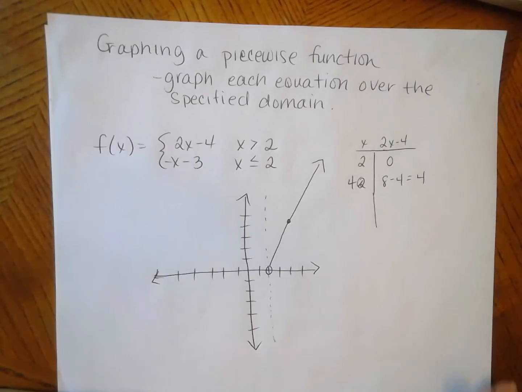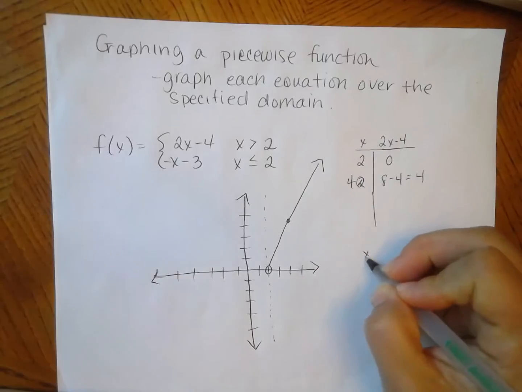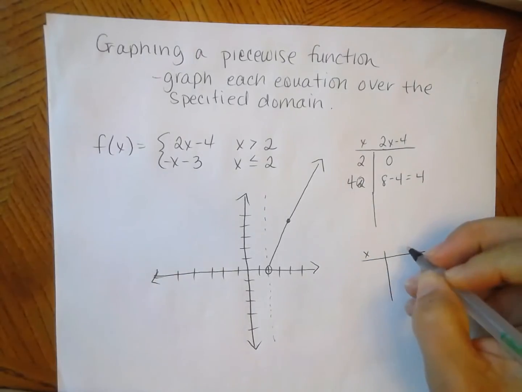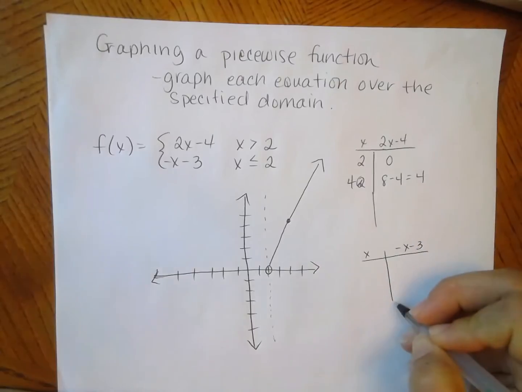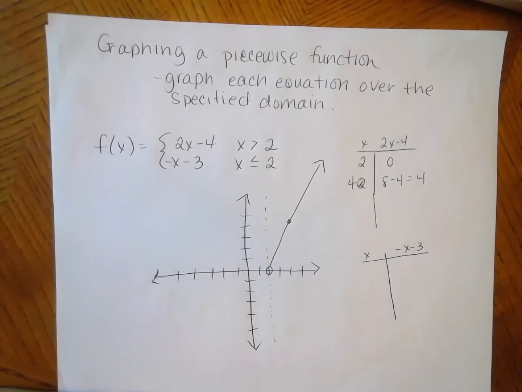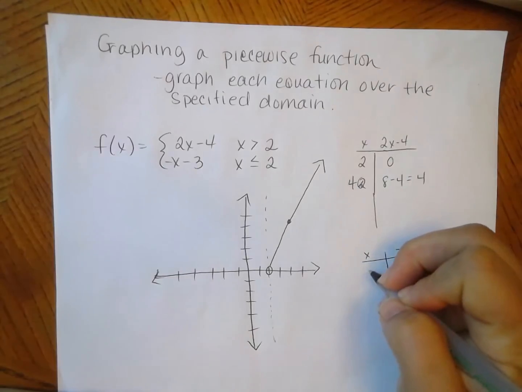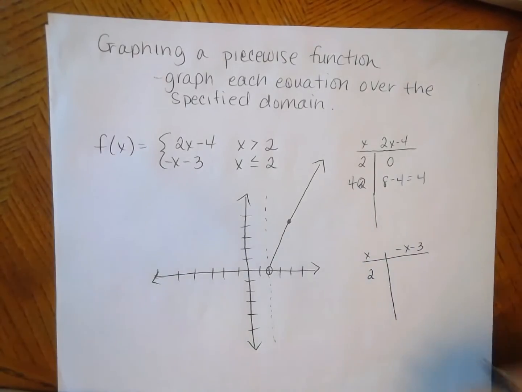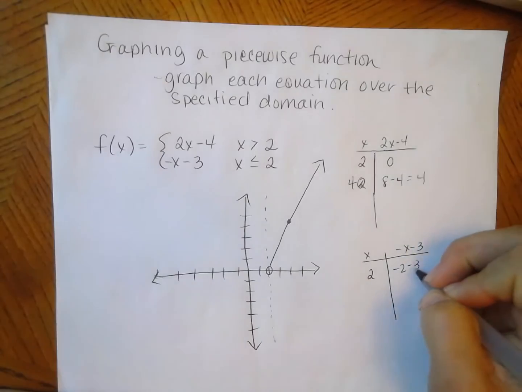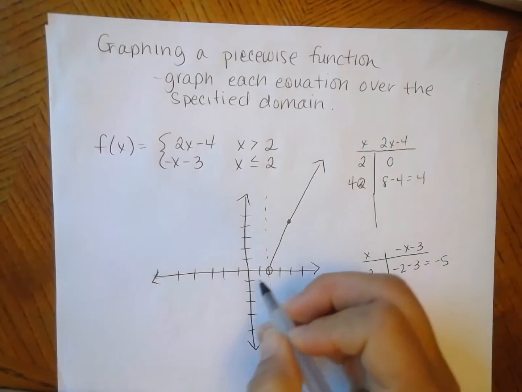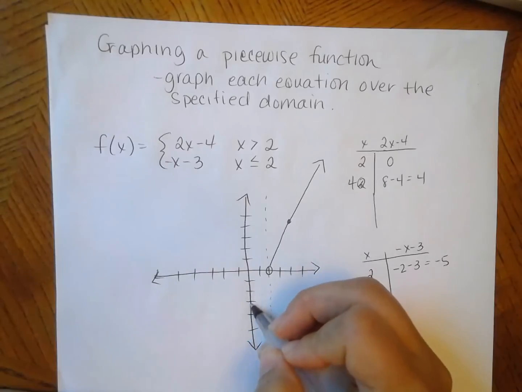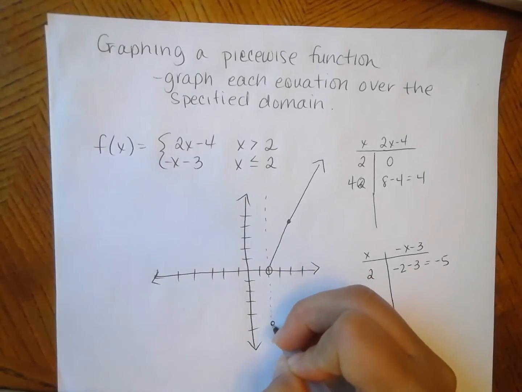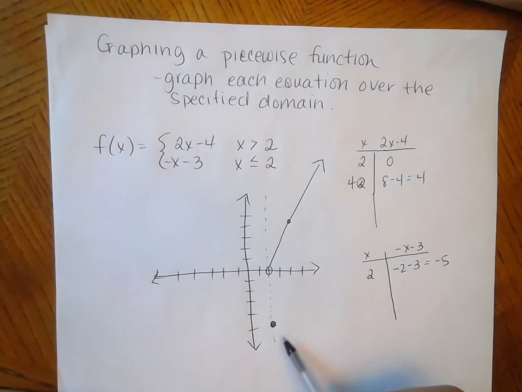So now I'm going to look at the other piece, which I'll make a table for. Again, this time I have negative x minus 3. I definitely want to know what my value is at 2, and since this one is defined at 2, that will actually be a filled-in circle. So if I plug in 2 here, now I have negative 2 minus 3, which gives me negative 5. So my point is, I need 1, 2, 3, 4, 5 down here on this line, and it's filled in. Now my graph is only going to go in this direction, right? It's only going to be in this part.